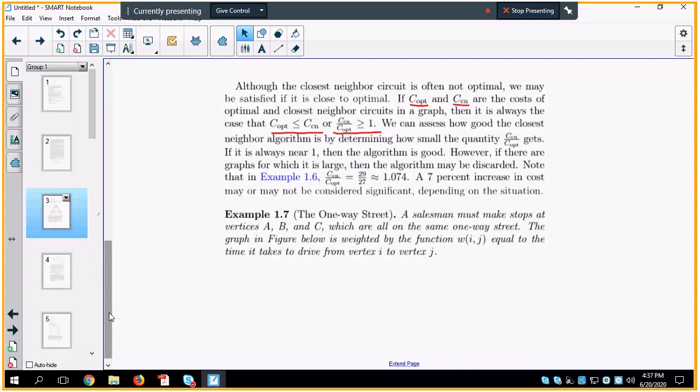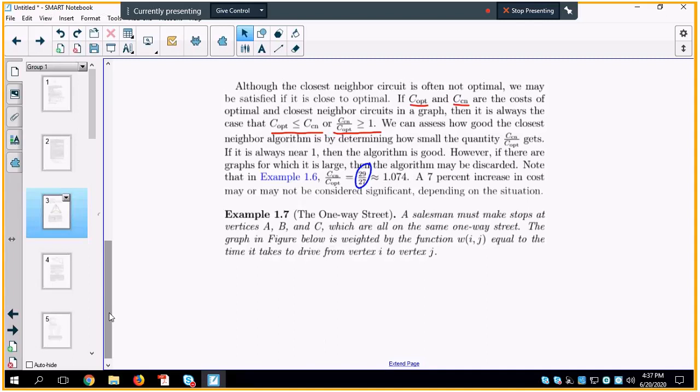So in this example, they're pretty close, right? We said that it was 29 for the path that we found using the algorithm, and it was 27 was the cost for the optimal path. So that's fairly close. 7% increase in cost may or may not be considered significant.